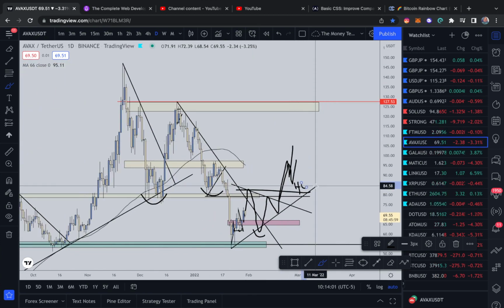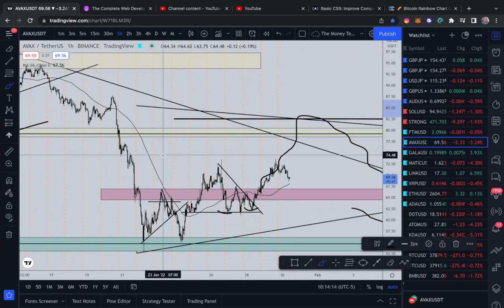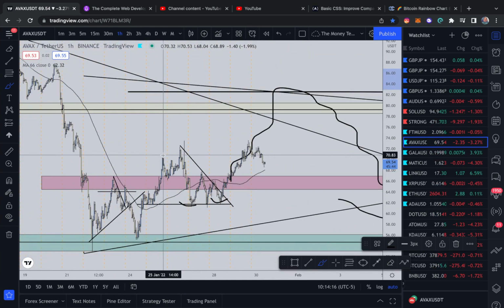So anyway, after seeing that, and this is the daily, by the way, the way to prepare for something like this, or look out for something like this, is to just watch how the structure is flowing on the lower time frames, quote unquote, the 4 hour, the 1 hour.